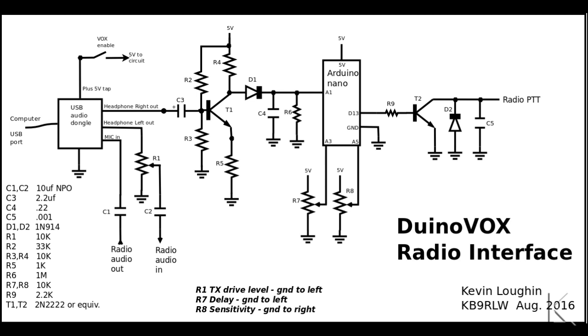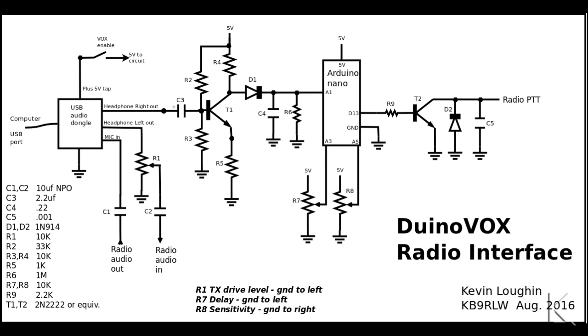Once you've done that, you'll want to tap the 5 volts and the ground from the USB audio dongle. Now you'll notice that the 5 volt tap goes up to a switch labeled Vox Enable. That provides 5 volts to the rest of the circuit. The reason that I did that was I wanted to be able to turn off the Vox circuitry but still use the audio card, so I'm not going to worry about accidentally keying the radio. I can turn on the Vox when I'm ready to do some transmitting and playing around on the digital modes.